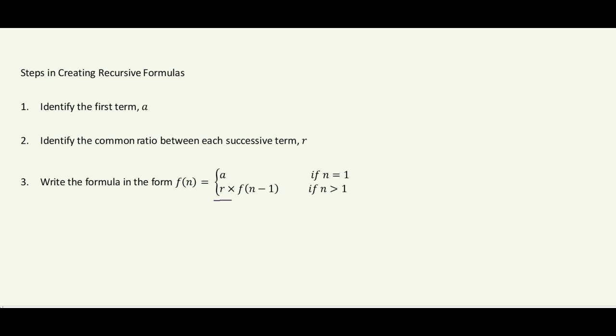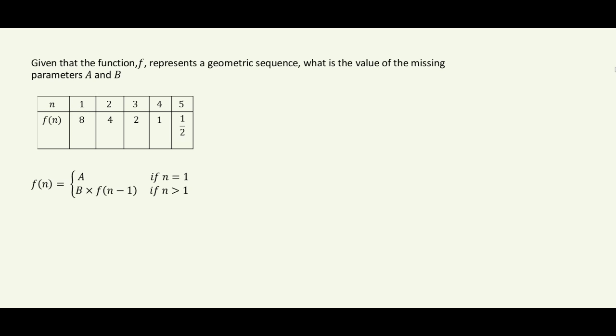Here is something to take note of. We have a as the first term when n is equal to 1, and for every successive term you're going to multiply the common ratio to the previous term. So let's look at some examples and apply these steps.